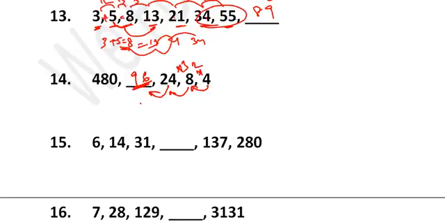Yes, friends. Go through the next problem. What is given? The problem is given like 6, 14, 31, 137 and 280. So it seems like 14 is nearer to 6. So it is into 2 plus 2. And 14 to 31, it is into 2 plus 3. And obviously next would be into 2 plus 4. That will be our answer.